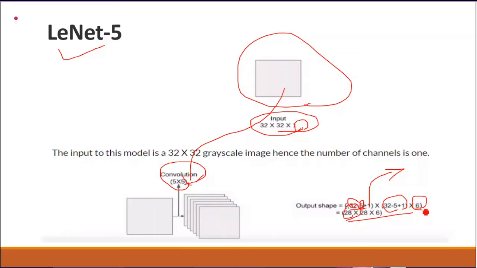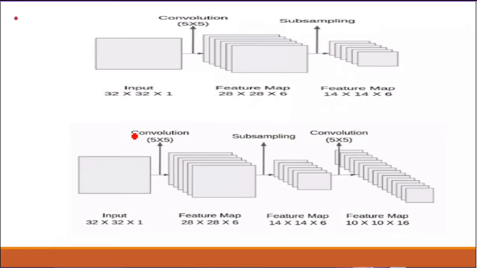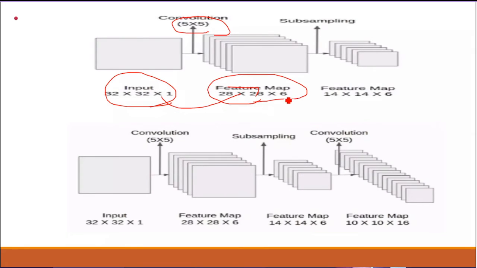And the 6 is the number of filters I am going to apply. The number of filters is user defined, so you have to choose 6 or 22 or 32. So when we go for this, the input is taken as 32:32:1, it's given to a single convolution layer with kernel size 5x5, and the feature map size will be 28:28 into 6.